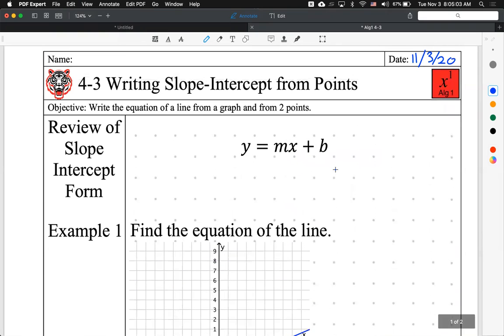All right, so slope-intercept form, we're using it over and over again. It is one of the most common forms that you have in Algebra 1. What are the m and b in this equation? Alden? Slope. Thank you. And what about b? Diego? Y-intercept. Thank you.